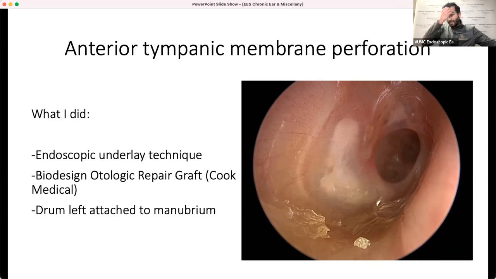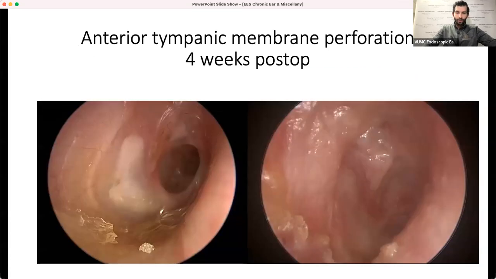So in this case, I used an endoscopic underlay technique, which we've just talked about. This was back when I was using a lot of Biodesign. I like Biodesign, but I've shifted away from it personally a little bit. Probably 97% or 98% of the time, I use cartilage and perichondrium. And I left the drum attached to the manubrium in this instance.